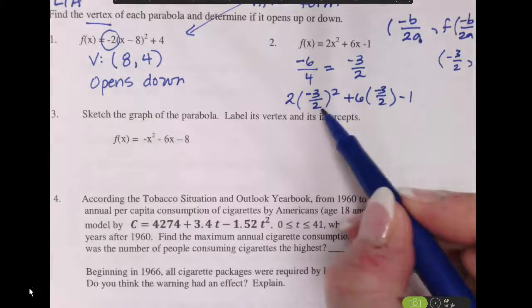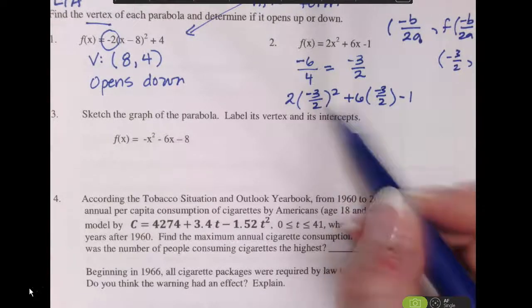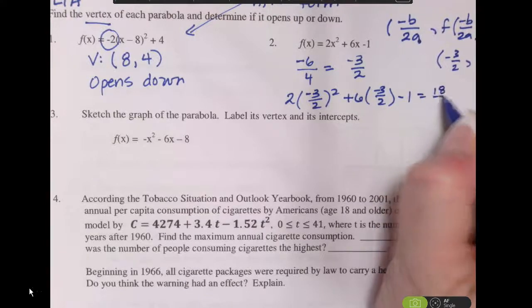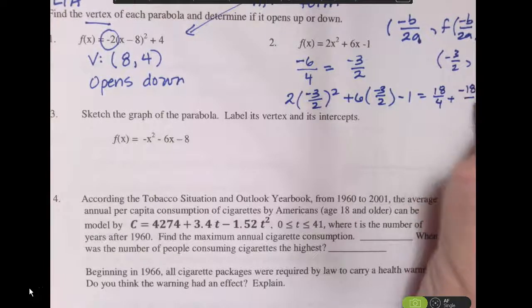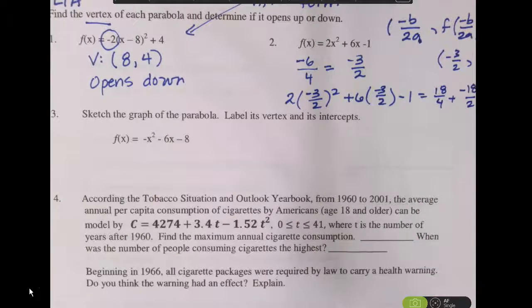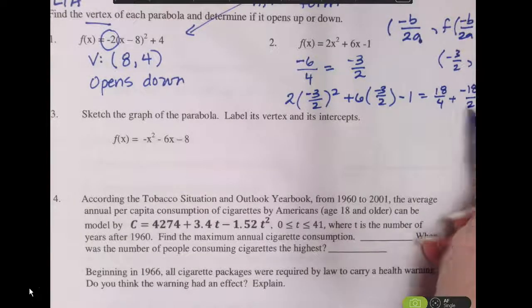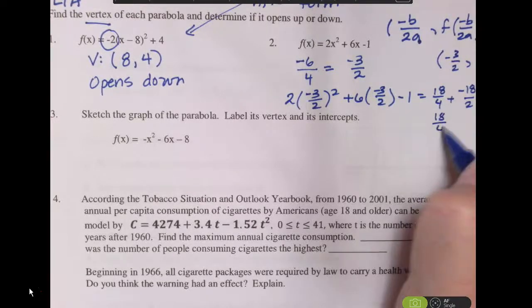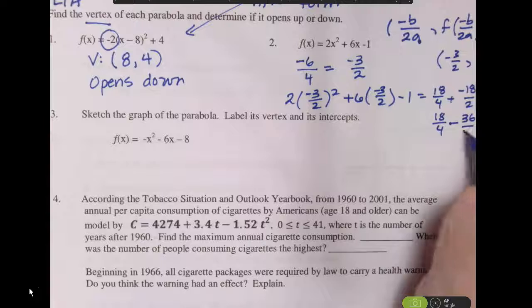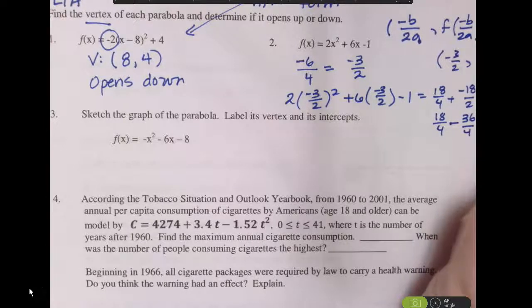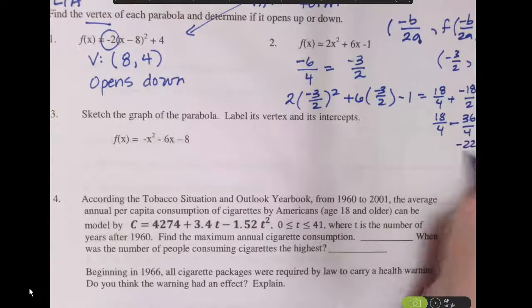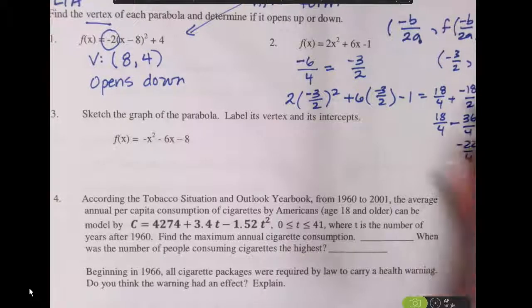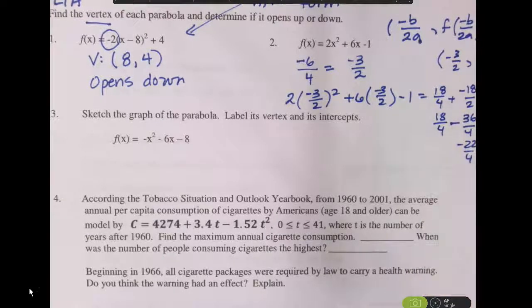So this gives me 2 times 9/4 or 18/4 plus negative 18/2 minus 1. So let me get some common denominators here. I'm going to go 18/4 minus 36/4 minus 4/4. So I get negative 22/4 or negative 11/2 for my vertex there.